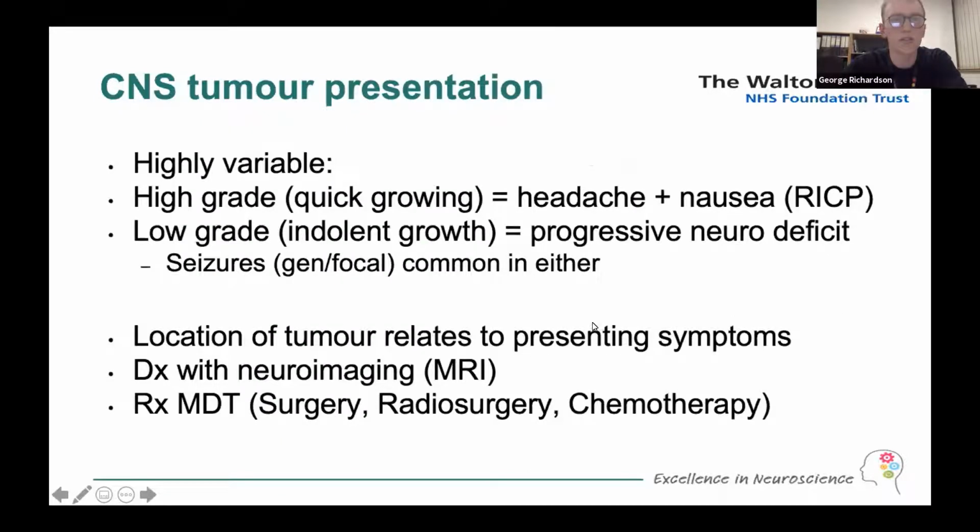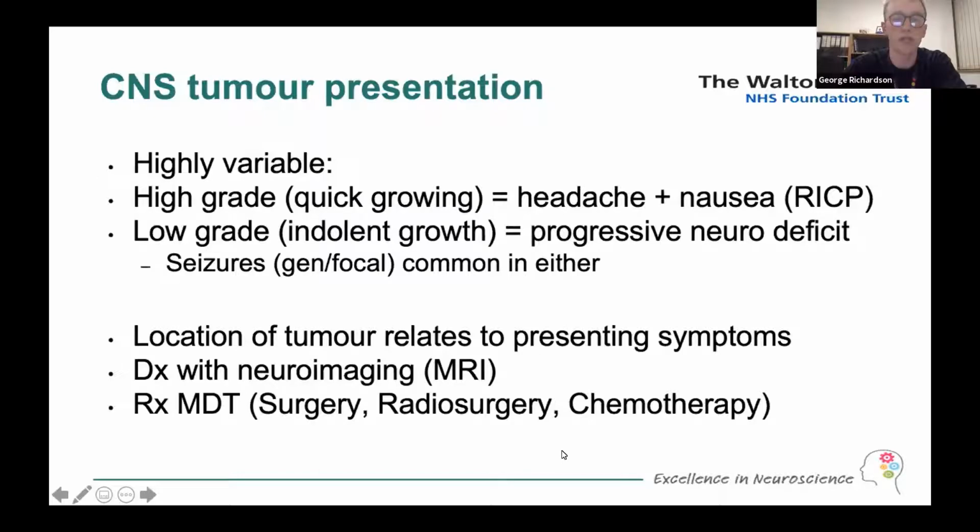So the presentation of these tumours can be quite variable. The high-grade ones that are quick growing can present with headaches and nausea, and that's due to the raised ICP, or raised intracranial pressure. And the low-grade or indolent growing ones are typically more of a progressive neurological deficit. And these patients, regardless, can present with generalized or focal seizures, which is common in both quick growing and slow growing tumours.